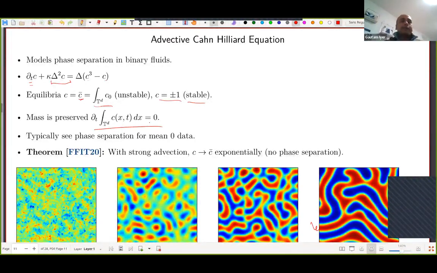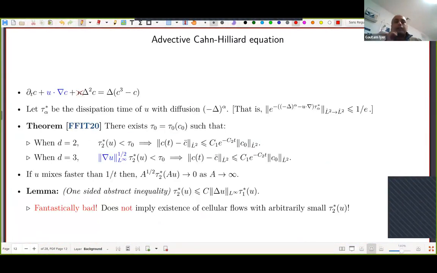So the theorem that we have with Yuan Feng, who was Jean-Luc's student, me and Jean-Luc, is the following. If I take the Carnegie equation and I add strong advection, I can stop the phase separation, which is, I converge to the homogeneous spatial average exponentially fast. There's no phase separation. So just to spell that out a tiny bit more, let me just state what the theorem is.